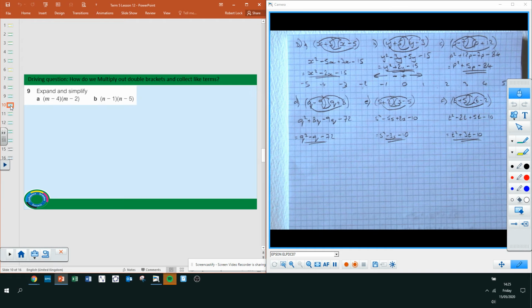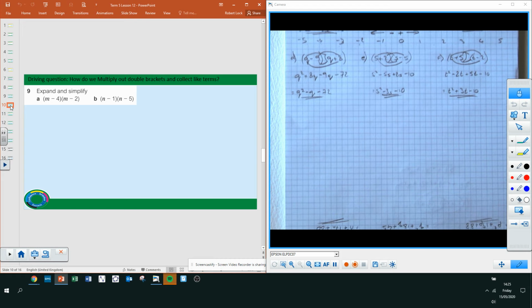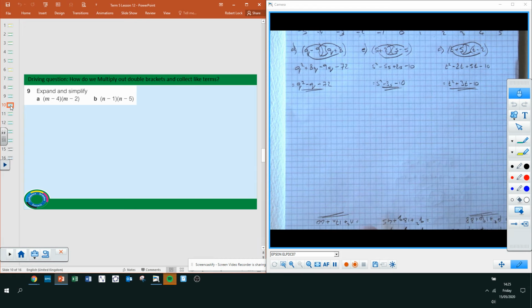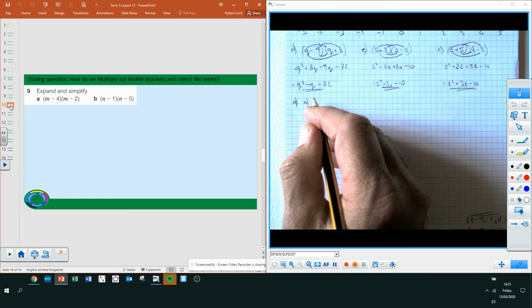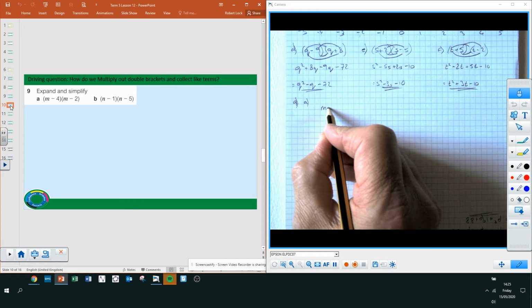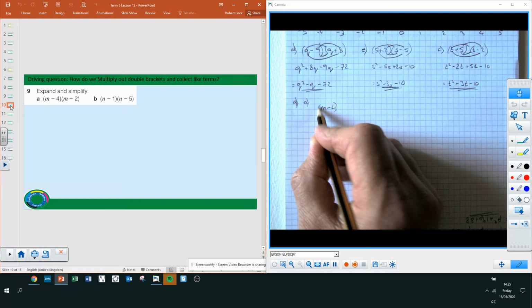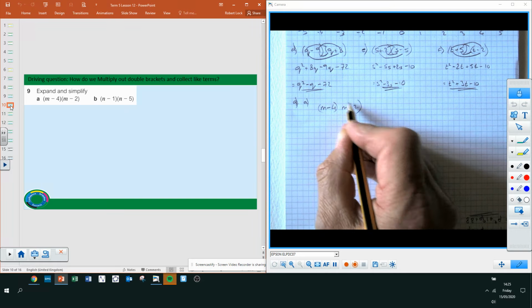Expand and simplify. Well, let's do it right in the middle there, shall we? Question number 9. A. m minus 4, m minus 2.